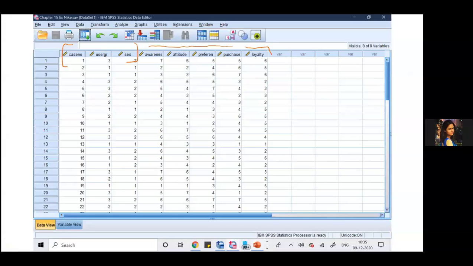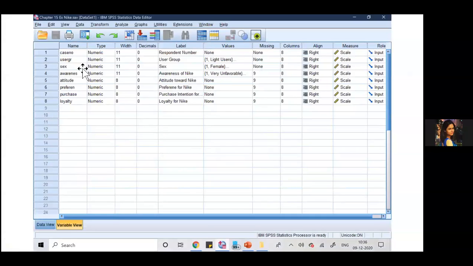This is the data view and this is the variable view. So these are the variables, here in this data view and variable view. Okay.